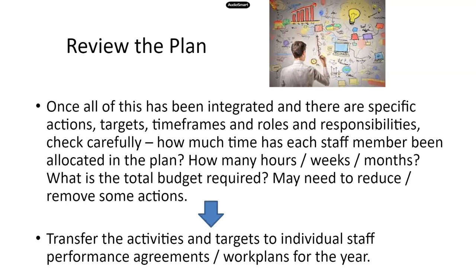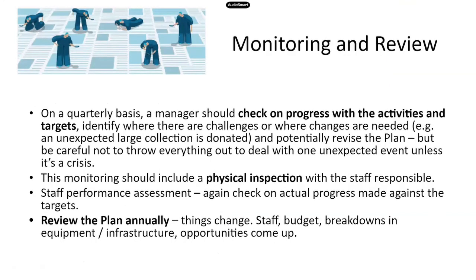And once you've done that, then you need to transfer activities and targets into individual staff performance agreements or work plans for the year. The performance agreements of individual staff and what all the individual staff are doing must completely align with your plan. If it doesn't, your plan is going to go nowhere. So at this point, everybody should know what they're going to do. It's in their performance agreements, but you have to monitor and review.